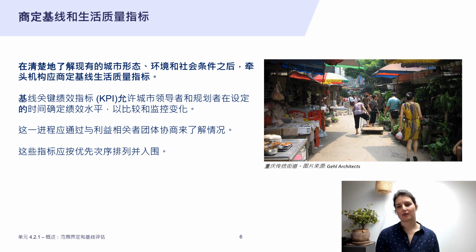Key Performance Indicators, or KPIs, allow city leaders and planners to identify performance levels at a set time to compare and monitor changes. This process should be advised by consultations with stakeholders, particularly community groups that represent future residents, workers, or visitors. The indicators should be prioritized and shortlisted, as it is more effective to focus on a smaller set of ambitious and impactful measures rather than trying to deliver lots to a lower standard.